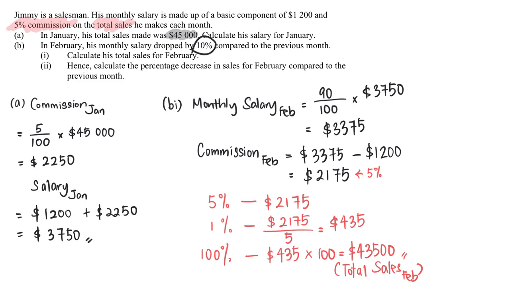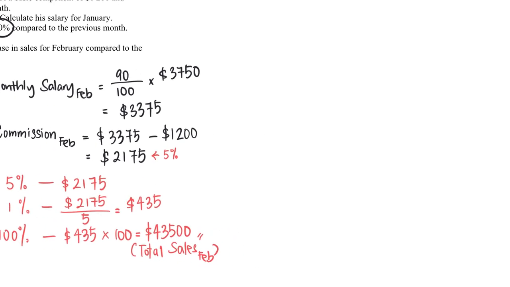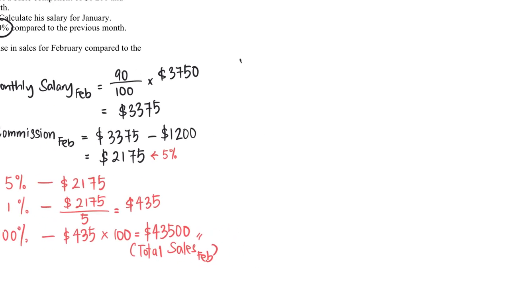B part 1 is done. Let's move on to B part 2. Hence, calculate the percentage decrease in the sales as compared to the previous month. And at this point, I'm going to just create more space here. B part 2, where we would need to find the percentage decrease.